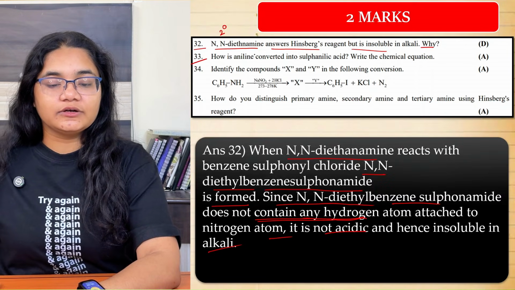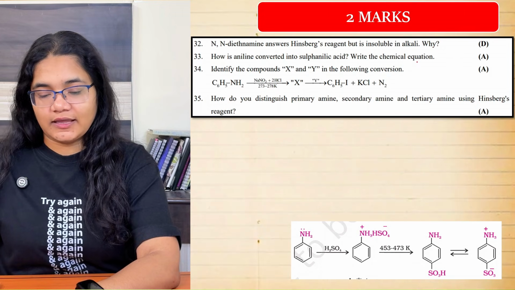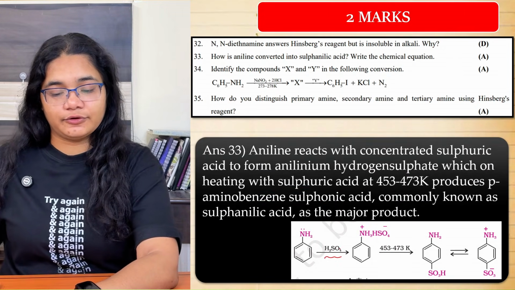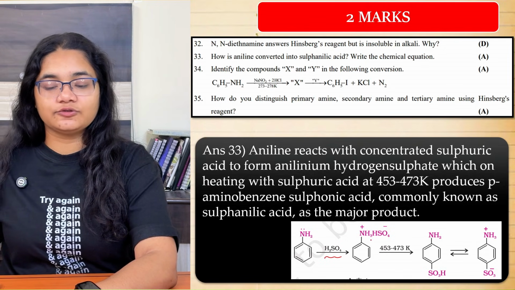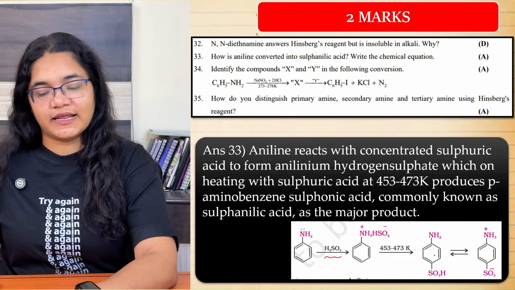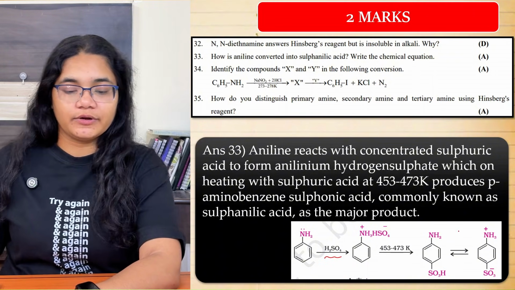Now coming to question number 33, how is aniline converted into sulfanilic acid? Write the chemical equation. First aniline is treated with concentrated sulfuric acid. This is base, this is acid, so a salt type product is formed. Then at a higher temperature, there is an exchange, and finally proton exchange takes place to give you this type of compound here.